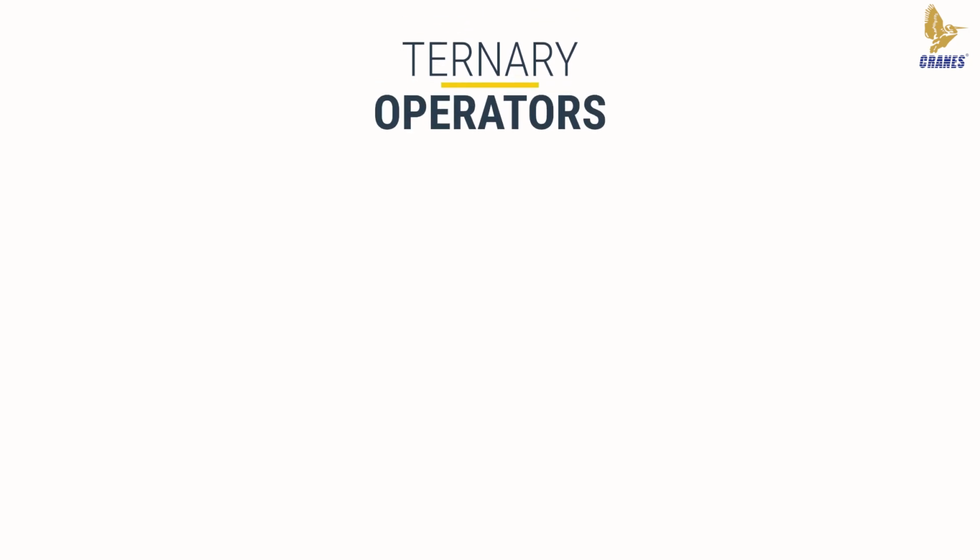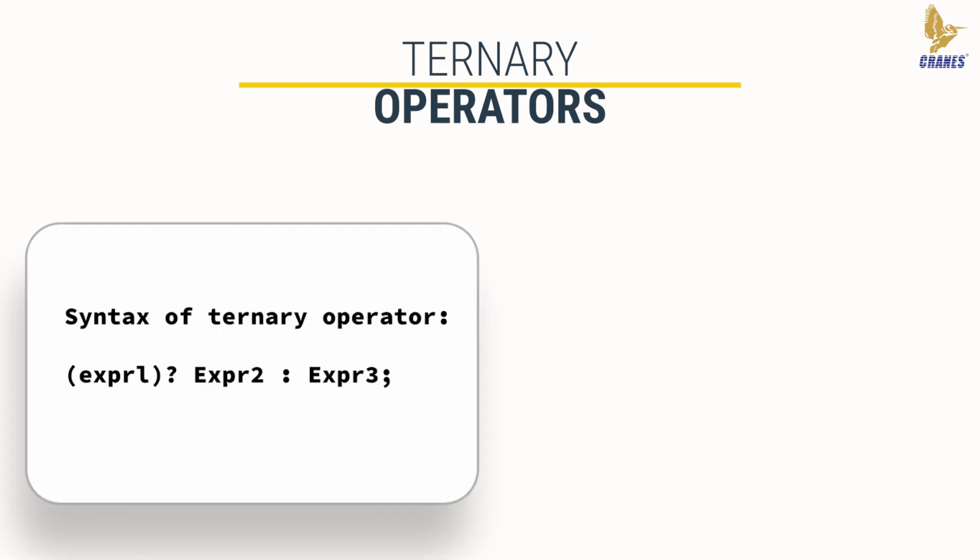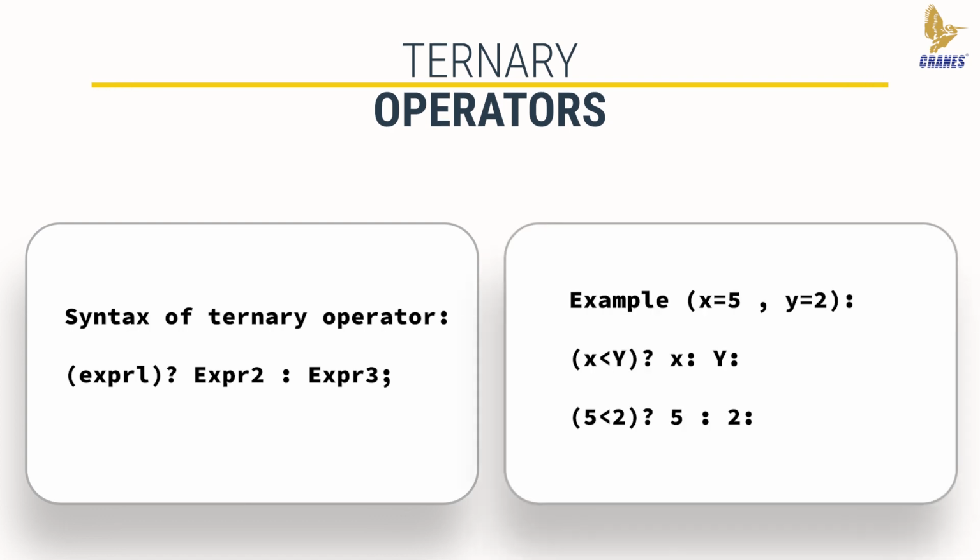Okay, so let us now understand the ternary operator in C with the help of syntax and example. The syntax is expression 1, question mark, expression 2, colon, expression 3 and semicolon. For example, let us consider x is equal to 5 and y is equal to 2. Expression 1 must be the condition to be satisfied. So basically, if the condition is satisfied, it will execute expression 2. Otherwise, it will execute expression 3.